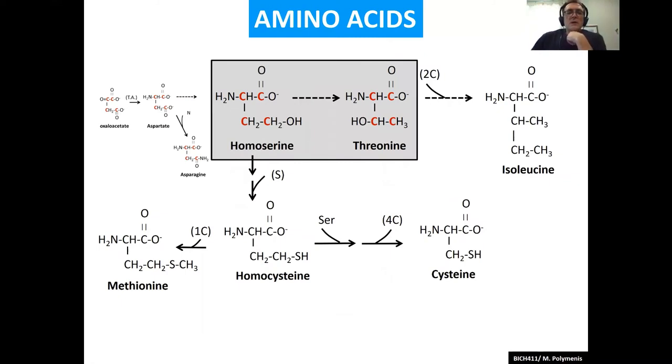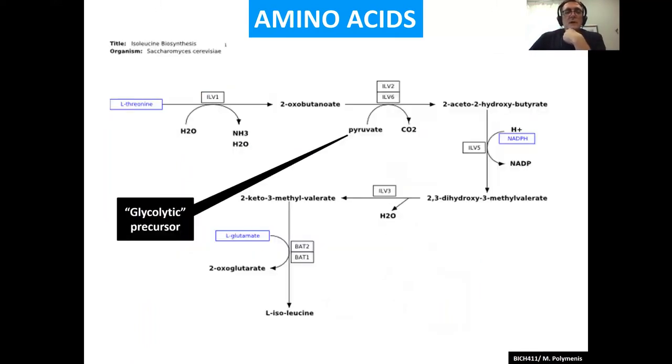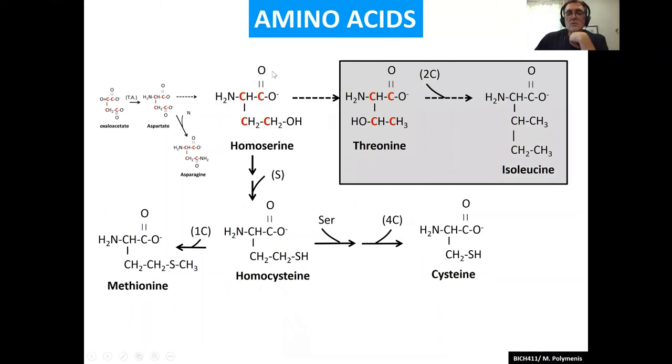Going from homoserine to threonine, that's straightforward. You can dehydrate, and so you have a double bond, and you hydrate, and then you put the hydroxyl on the next carbon. So that can easily happen as well. That's not a problem. From threonine to isoleucine, you need to increase the carbons, right? 2 carbons difference. So what's the source of those extra carbons?